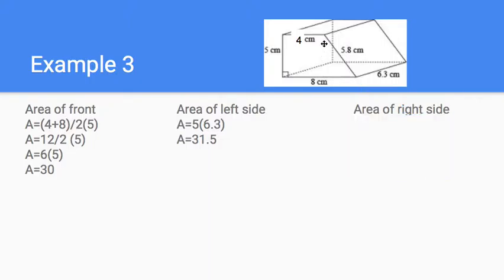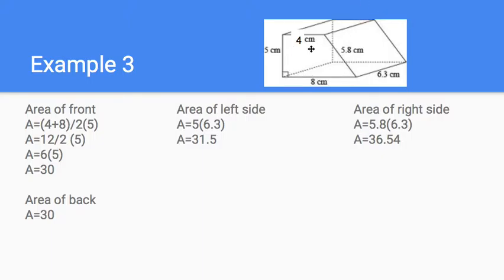Now I want to look at my right side. Right side's a little bit easier to find. It's a rectangle. Even though it's tilted, this is a rectangle. If we were actually looking at it flat on, we would see a rectangle. So we're going to do 5.8 times 6.3. That gives us 36.54. The area of the back, just like before, is going to be 30. So no matter what you have, the two bases are always going to have the same area.